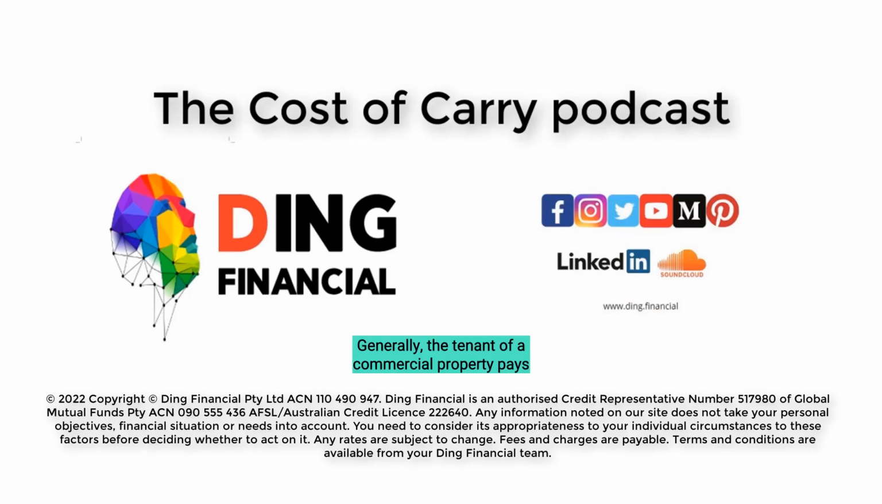Lower costs. Generally, the tenant of a commercial property pays all the outgoing costs associated with the property. That includes maintenance, rates and any strata fees. That means that the rent you receive each month is net of costs, and the only real expense that you need to consider is property management fees. All leases are different, so it is important to get the lease reviewed prior to purchasing a commercial property.